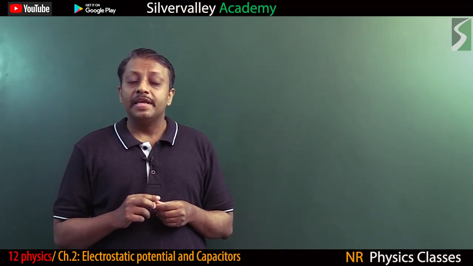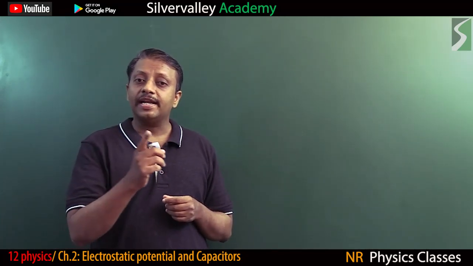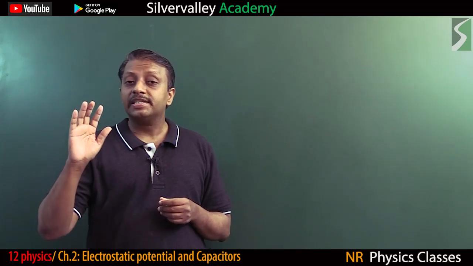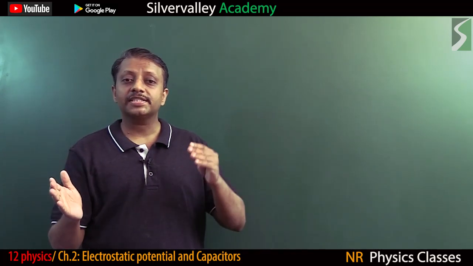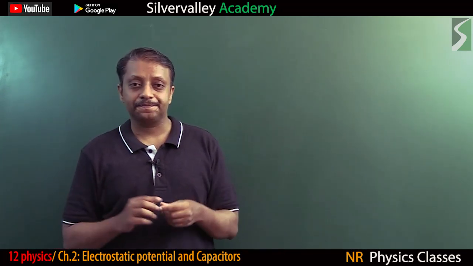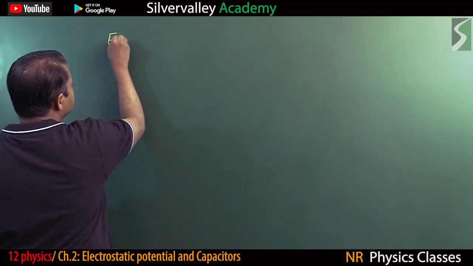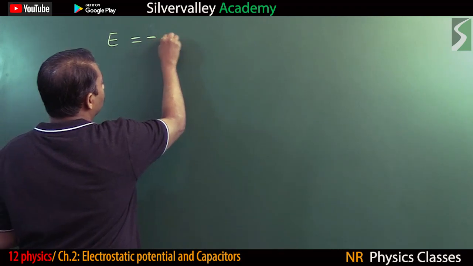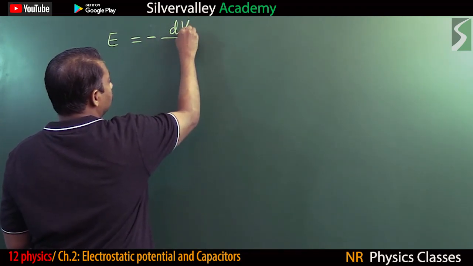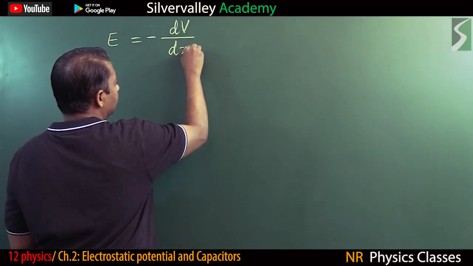Relation between electric field and electric potential. Electric field is a vector quantity, whereas electric potential is a scalar quantity. So electric field is the negative potential gradient, isn't it? We write it like this, minus dV by dx.